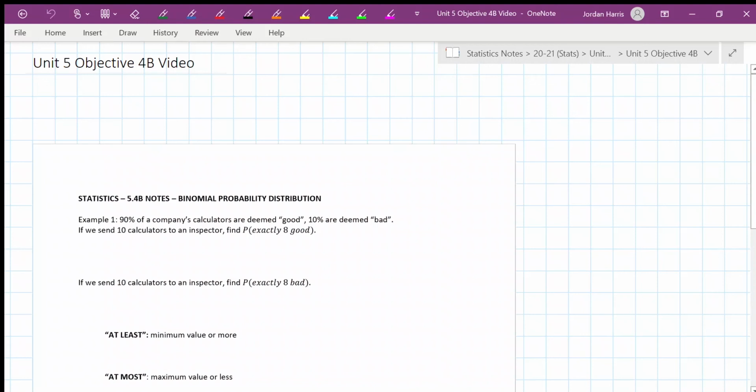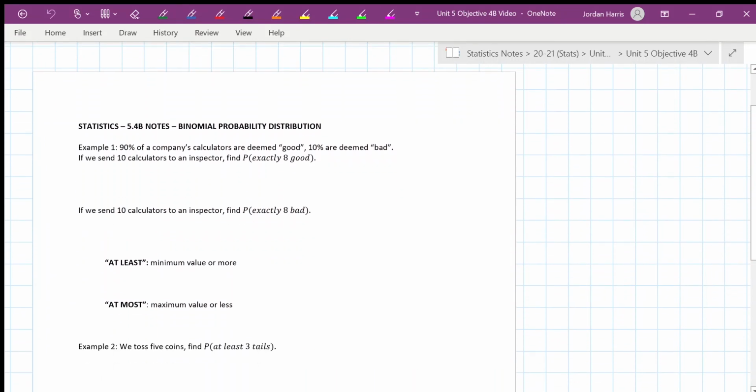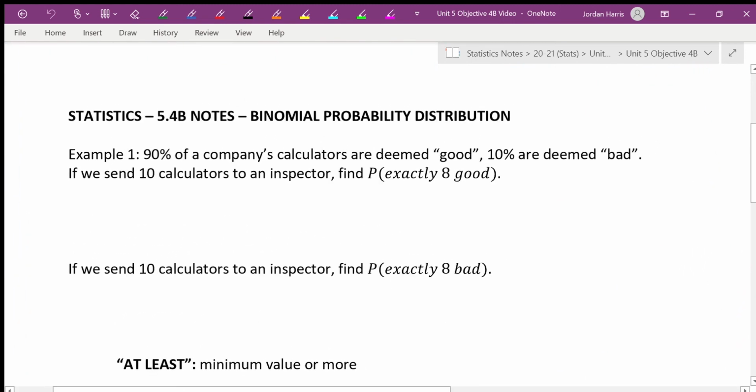This is 5.4b, binomial probability distribution. So last time we talked about questions like this one. Example 1: 90% of a company's calculators are deemed good, 10% are deemed bad. If we send 10 calculators to an inspector, find the probability of getting exactly 8 good or exactly 8 bad. So the key thing is, up until this point, we've been getting asked for exactly some amount. Exactly this, exactly that.